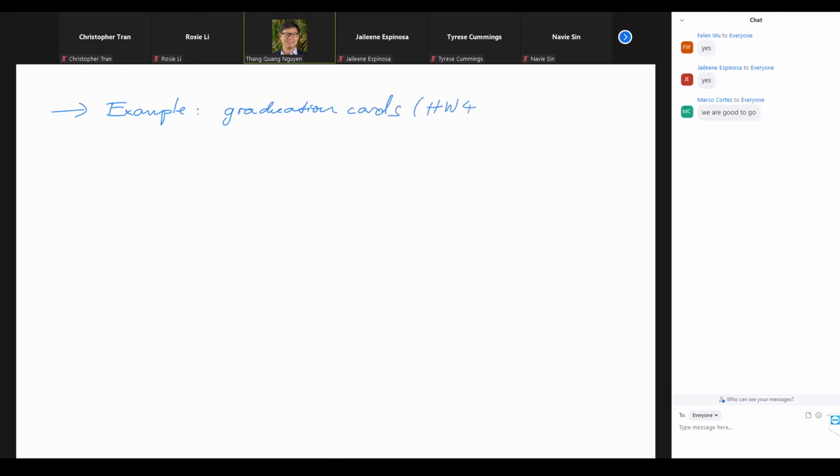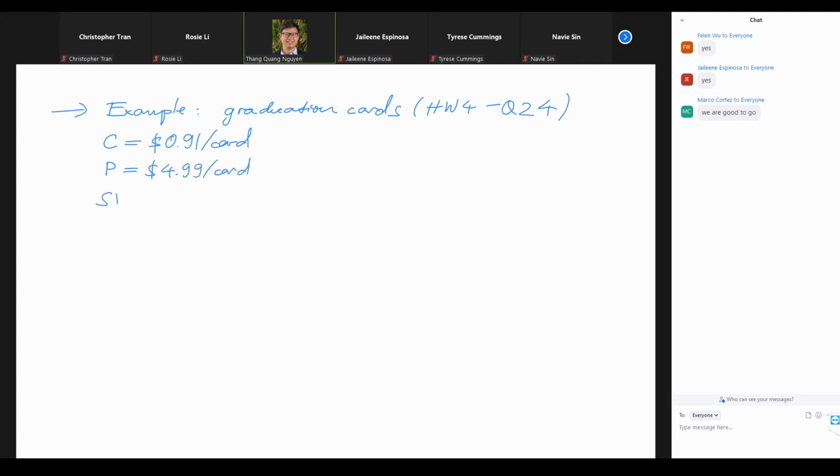Homework 4 and question 24. All right, so the question gives us that the cost per card is 91 cents, but of course we need to convert it to dollars, so $0.91 per card. The regular selling price is going to be $4.99 per card.